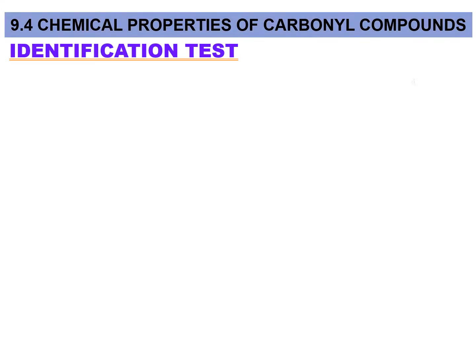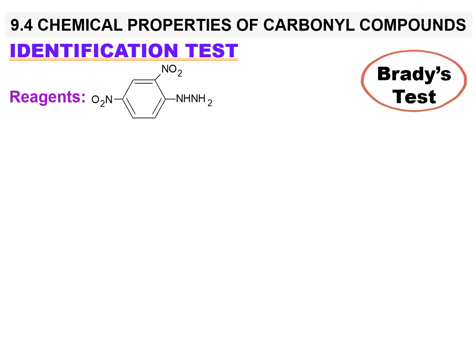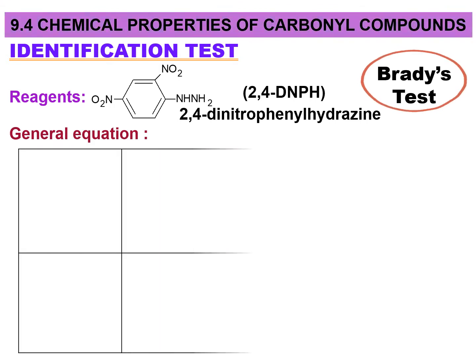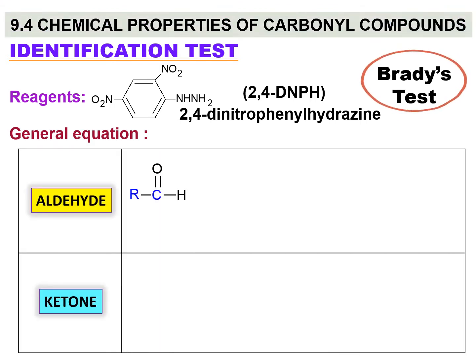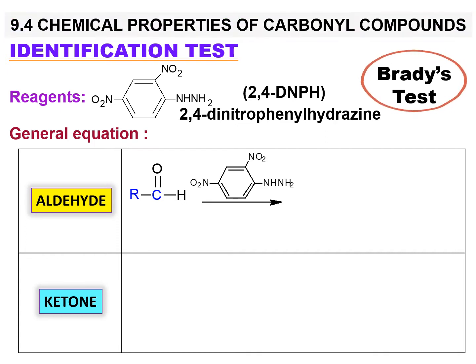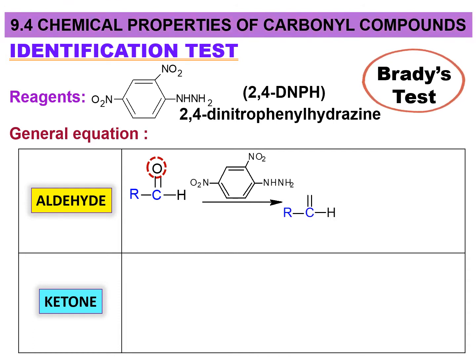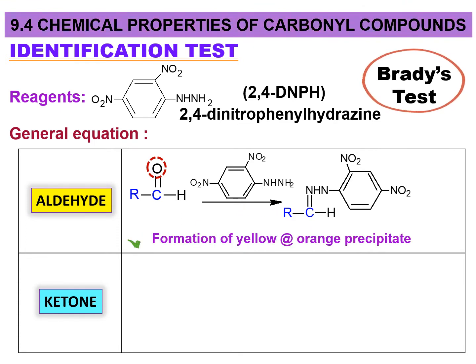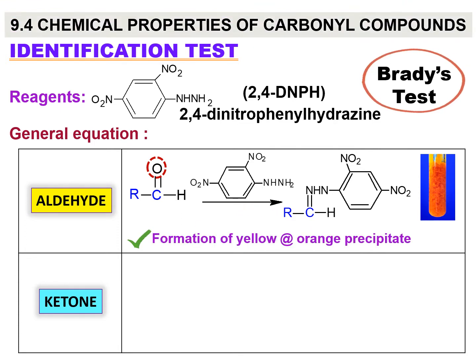The first identification test is known as Brady's test. The reagent is known as 2,4-DNPH, or 2,4-dinitrophenylhydrazine. This reaction involves the elimination of water, in which we first remove the oxygen on the carbonyl group, and next remove 2 hydrogens bonded to the nitrogen atom. The remaining structure, we write on the carbon double bond. This test will give a formation of yellow or orange precipitate.